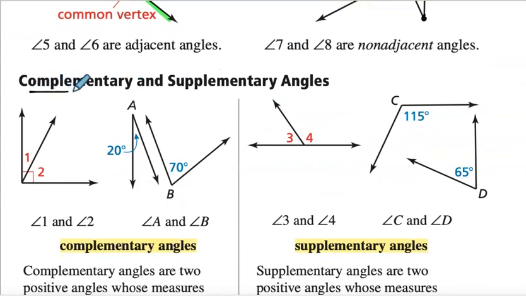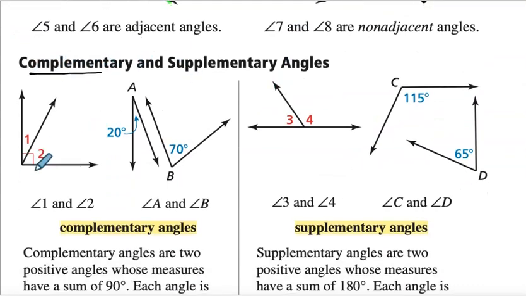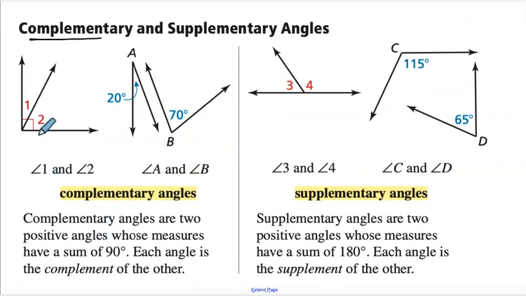Complementary angles. All right, so we talked about complementary a little bit. Complementary angles are two angles that make a right angle, or 90 degrees. So angle 1 and angle 2 together add up to 90 degrees. They don't have to share a common vertex. Complementary angles can be two separate angles with two different vertices, as long as the two angles together make 90 degrees. So complementary angles have a sum of 90 degrees.